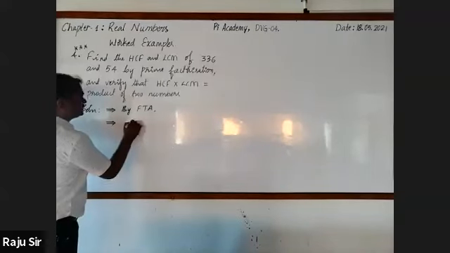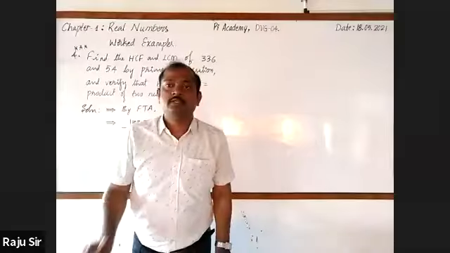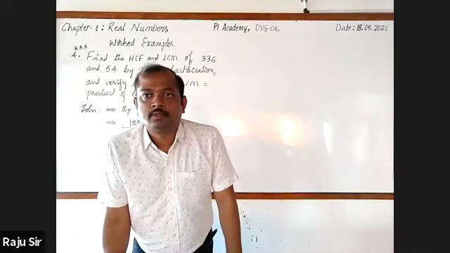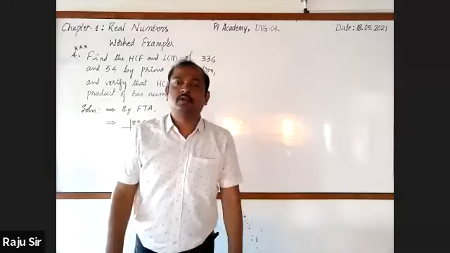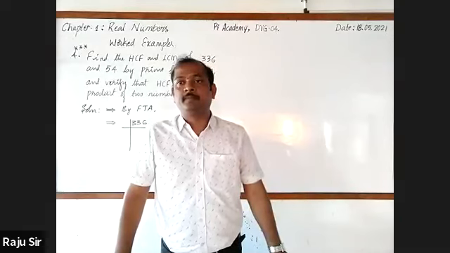First 336. Sir, LCM is 1008. What? 1008 LCM? No, it's wrong. Once you get 432, cross check. Sir, 432, sir. No. Don't be in a hurry. LCM is 2,624, sir. No.